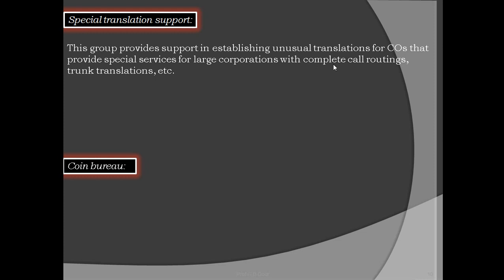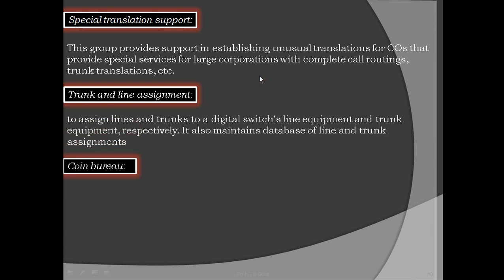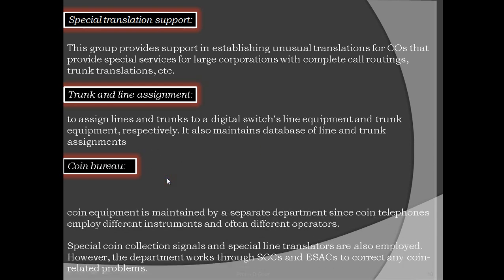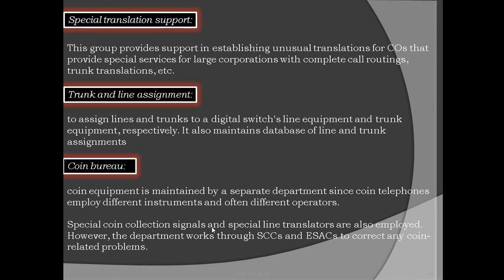That is also another good example which is coming under this large corporations. Trunk and line assignment: assign lines on trunks on a particular digital switch, line equipment or trunk equipment respectively, along with the maintenance of the database of that line or trunk assignment. The database should be updated. So the coin bureau, just now I discussed, the separate department is going to take care of that, along with SCC, SSC, where nowadays we are not using it. We have to put the coin and talk for a particular time period. Explanation I have just given there.